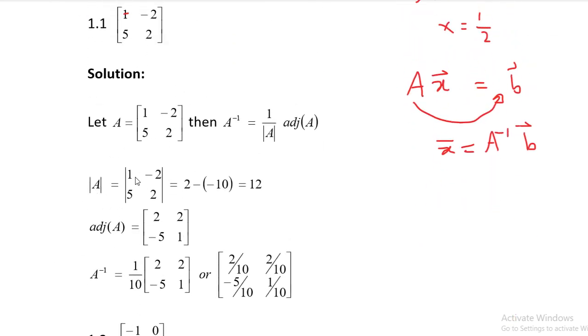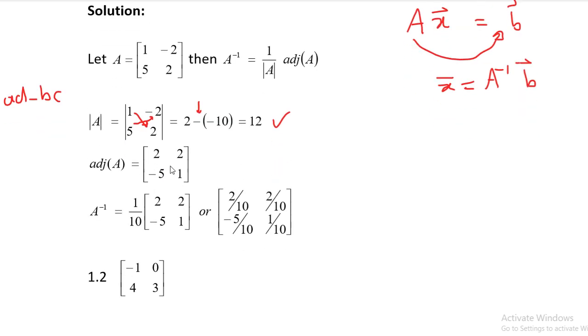Determinant of A is multiply 1 with 2 and multiply 5 with minus 2, right? So 1 with 2 is 2 and 5 into minus 2 is minus 10. And there is a minus sign from the formula, you remember ad minus bc. So ad is 2 into 1, minus bc is minus minus 10, plus 10, so it becomes 12. What is the adjoint now? I said change the position of the diagonal elements. So 1 becomes 2 and 2 becomes 1. You see, 1 becomes 2, 2 becomes 1. And change the sign of the off-diagonal elements.